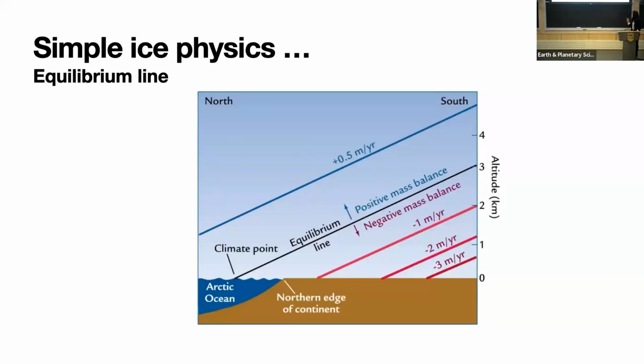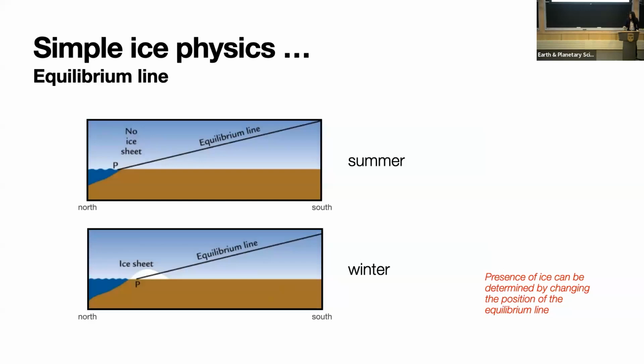First, a very simple primer on ice physics, and this is as sophisticated as it gets for me. You can define an equilibrium line or surface. This is shown schematically here. If you are at altitudes above this line, precipitation will fall as snow and you grow an ice sheet. And below you're in the melting zone, right, where ablation happens. And so the growth of an ice sheet can be determined by changing the position of that equilibrium line.